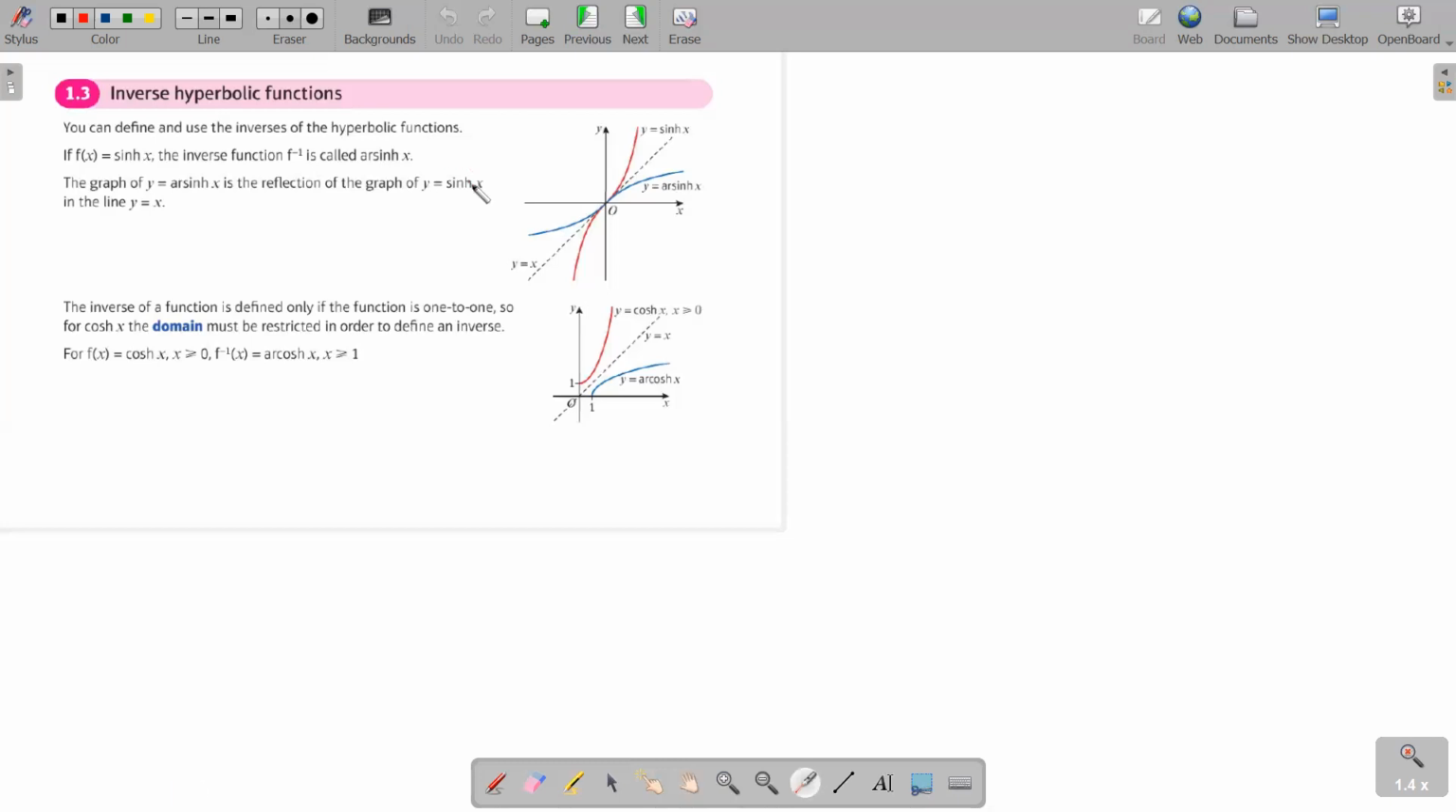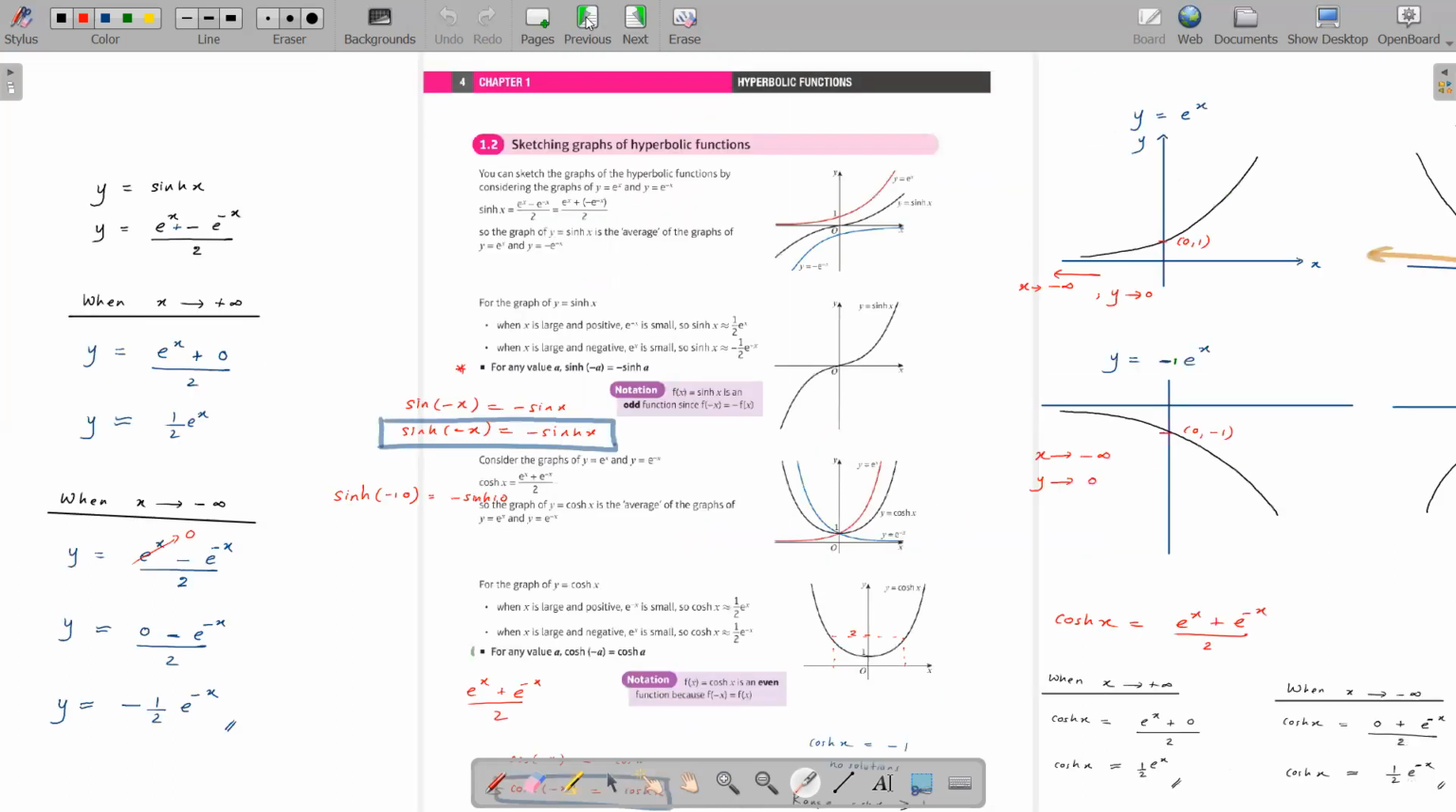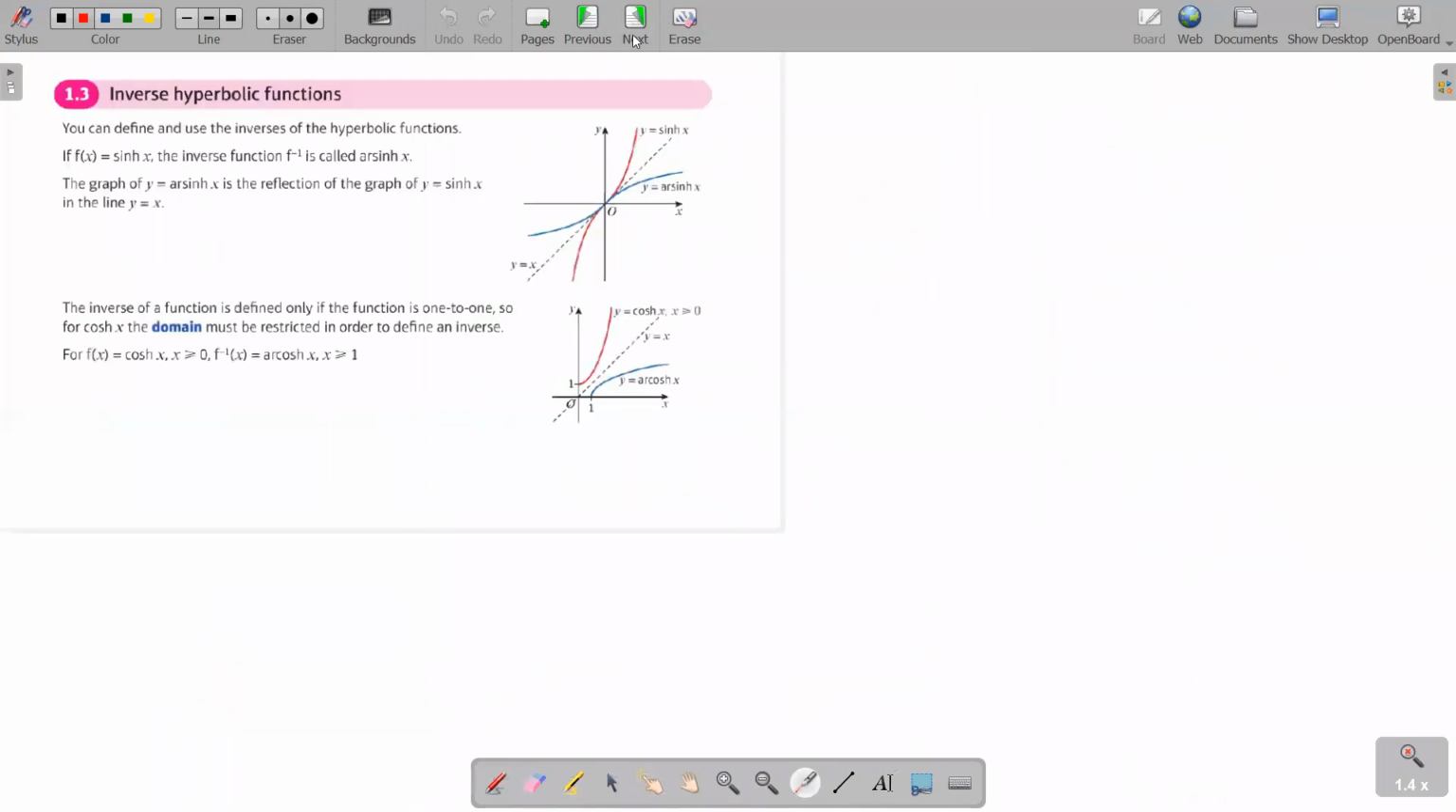Okay, guys. So the first one we are going to focus on is the sinh x graph, y equals sinh x. We already discussed the properties of the sinh x graph in the previous part, right? We know how the sinh x graph looks. We know the limits. We've discussed all the properties. So now I want to draw the inverse of this graph. Let's see how it's done.